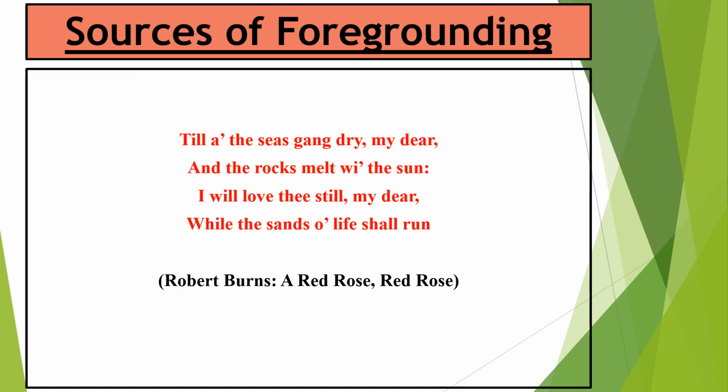Now if you look at this example by Robert Burns, "O my Luve's like a red, red rose", he has done this in order to match the pattern that he is following. That is why he has omitted certain words. "Till a' the seas gang dry, my dear, and the rocks melt wi' the sun. I will love thee still, my dear, while the sands o' life shall run." Here "o'" is an omission, we should have used "of".